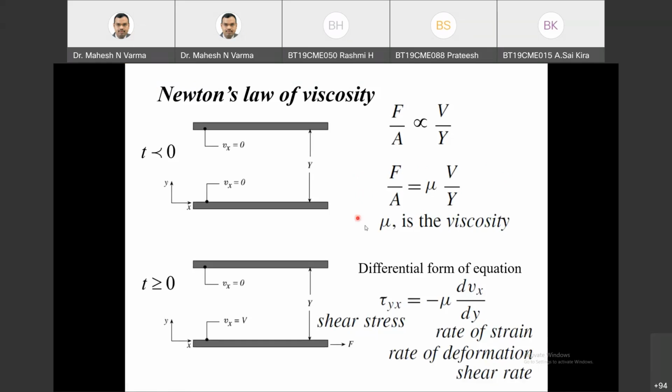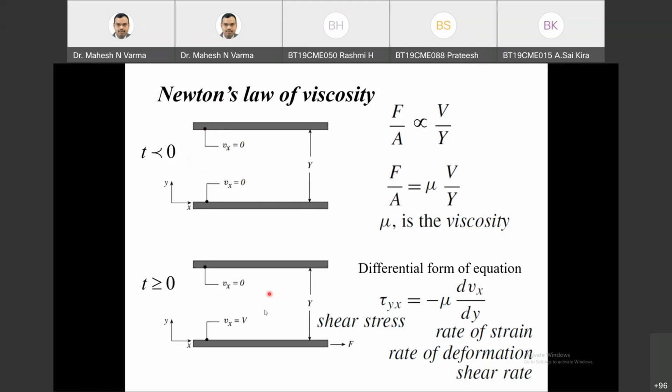Yes, sir. Okay, this is what we were discussing in the last class, Newton's law of viscosity. Just within a short time, I will explain. This was the situation before the start of the experiment: a lower plate and an upper plate, and the gap is filled with a fluid of viscosity mu. Mu is the viscosity of the fluid between these two plates. At time t less than 0, before the start of the experiment, this is the situation.